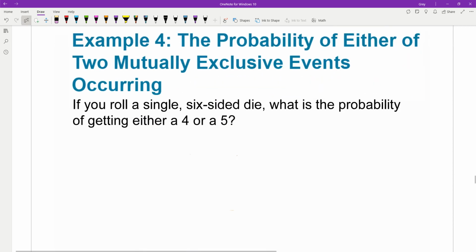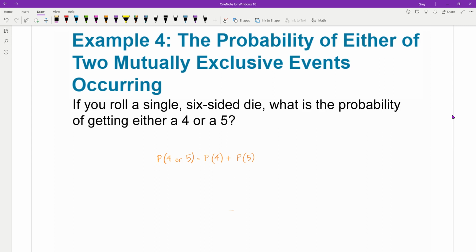For example, if you roll a single six-sided die, what is the probability of getting either a 4 or a 5? The probability of a 4 or 5 is equal to the probability of 4 plus the probability of 5. I can't get a 4 and a 5 at the same time when I roll the die one time. So what's the probability of a 4?